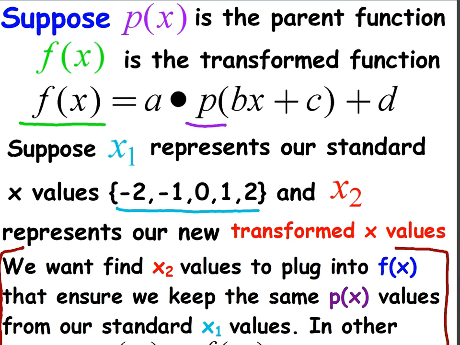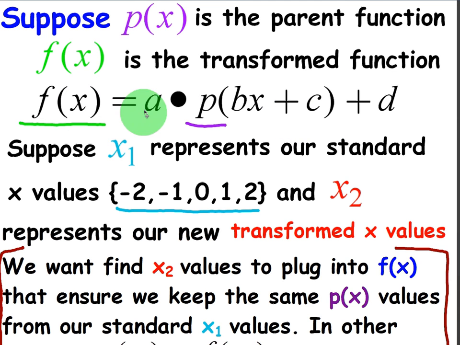So what I want to do is show you a kind of formal/informal proof as to why this method for graphing transformations will work. Alright, so we're going to start again with our p of x, which is our parent function, and we're going to take that chart and we're going to try to reach an f of x transformed function chart. So if we put all of those things together, it's going to look like this.